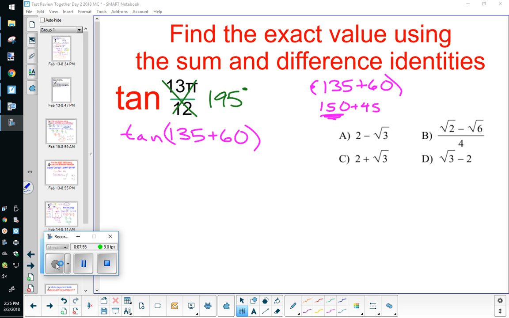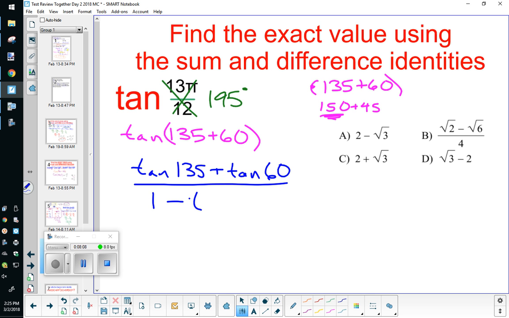Tangent of 135 plus 60, so we're picking formulas. Which tangent one are we doing? The plus one. So it's tangent of 135 plus tangent of 60, using my sum and difference identities, over 1 minus tangent of 135 times tangent of 60. Now I'm going to unit circle. 135, unit circle. Tangent is negative 1 plus tangent at 60 degrees. Tangent is radical 3.